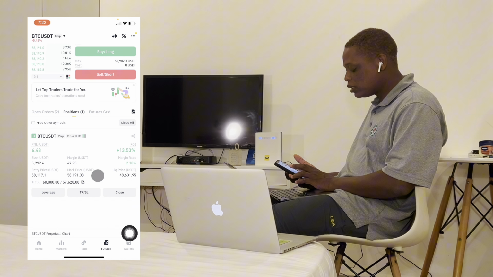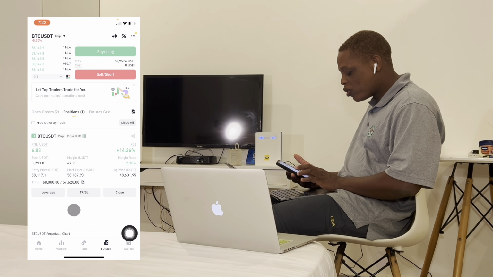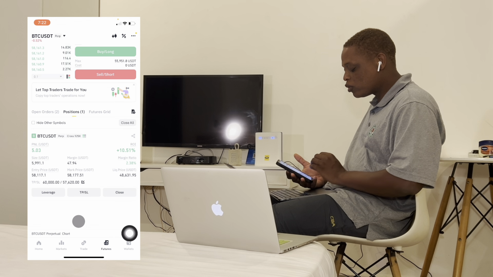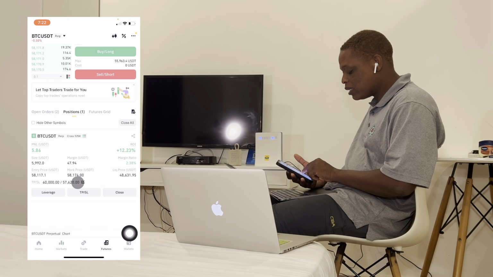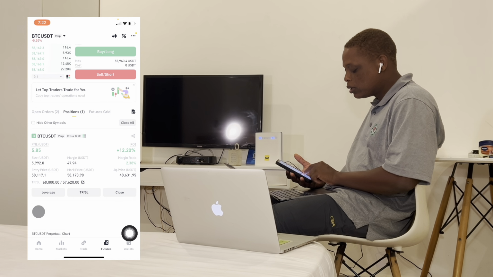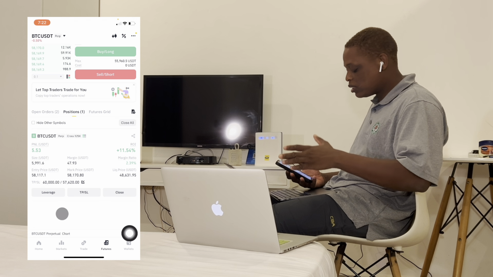For you to close the trade, you click on close here, then you click on 50 if you want to close 50%, or you can click here if you want to close 100%. Now we have what we call the marked price. The marked price is the current price of that token. So right now the marked price of Bitcoin is 58,174. You can see the marked price is always changing. Then we have the entry price. The entry price is where we took the trade.